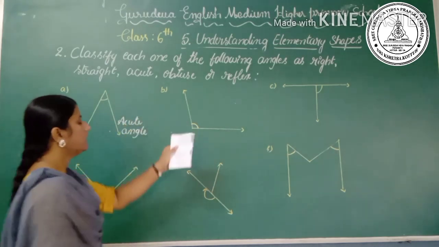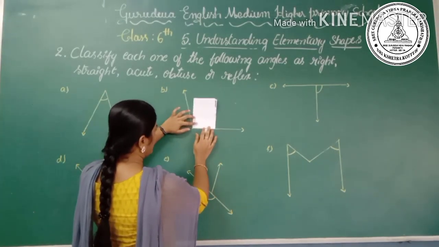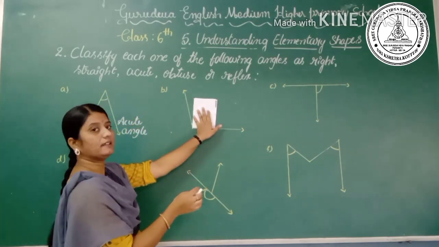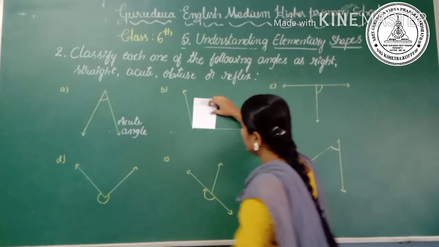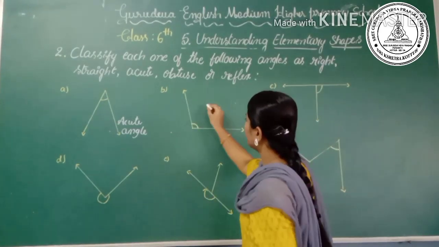Okay, then the second angle. I will match the edges. Yes. It is greater than the right angle. Yes, you can see here the angle is greater than the right angle. So it is an obtuse angle.